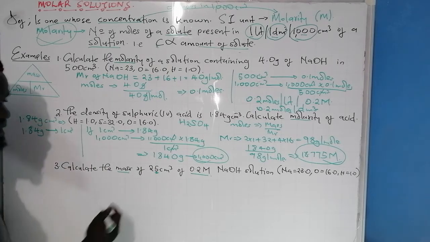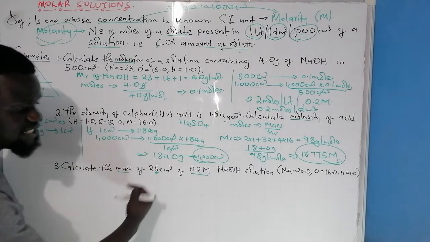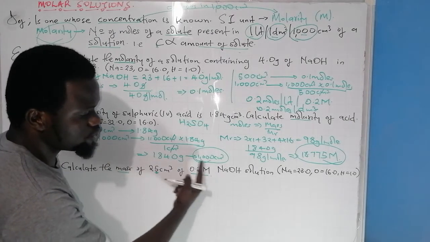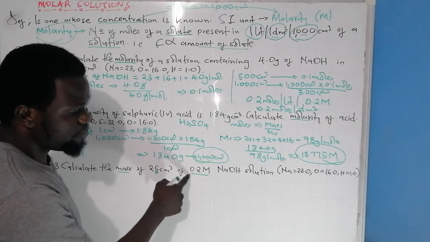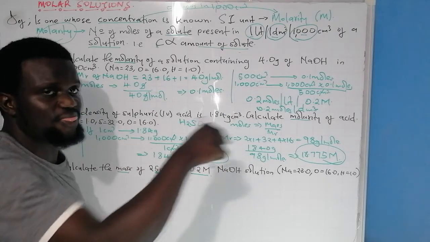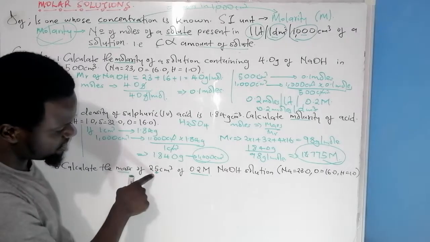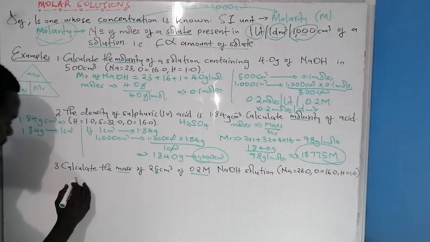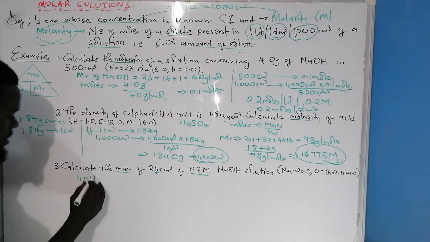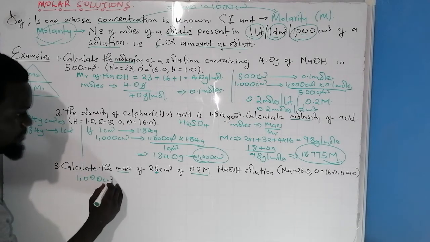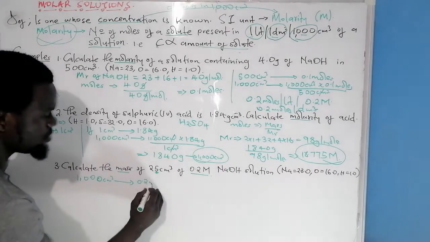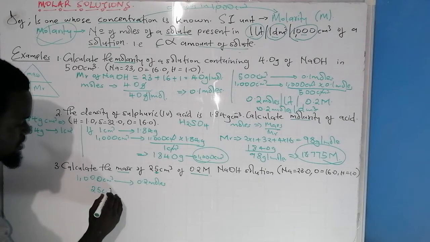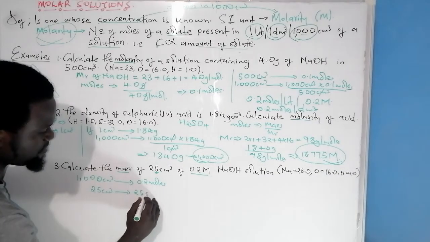So first of all, I need to get the number of moles present in 25 cubic centimeter. Remember, whenever you're told 0.2 molar, it means that I have 0.2 moles of that solute in 1,000 cubic centimeter. How about in 25 cubic centimeters? So I'll say this: if in 1,000 cubic centimeter, I have 0.2 moles of the solute, how about in 25 cubic centimeter?